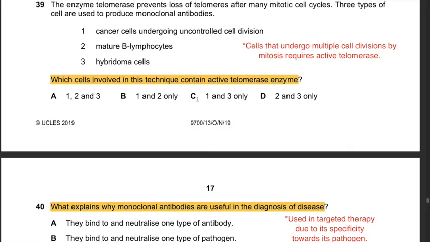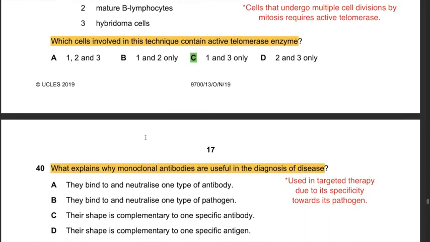Yes, hybridoma cells are able to undergo multiple cell divisions by mitosis, and yes, cancer cells, they do undergo uncontrolled cell division, as mentioned in the question. Therefore, C is the correct choice.